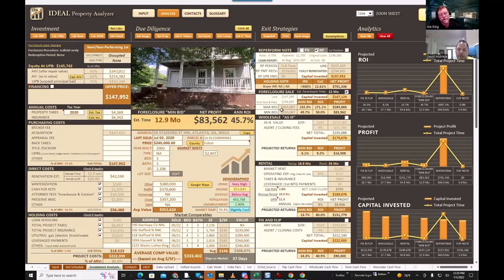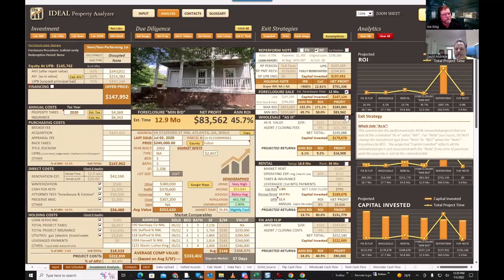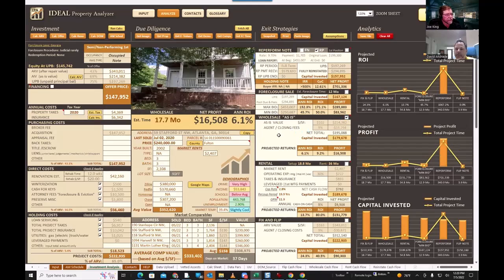Now, let's say, for instance, nobody bids on this and it just sits there and you take the property back. Well, in that case, I'm going to look at wholesaling it. And now I have additional fees in there, like closing fees and agent fees that I have to deal with. So my overall capital invested goes up, just like it did with the foreclosure in adding legal costs.